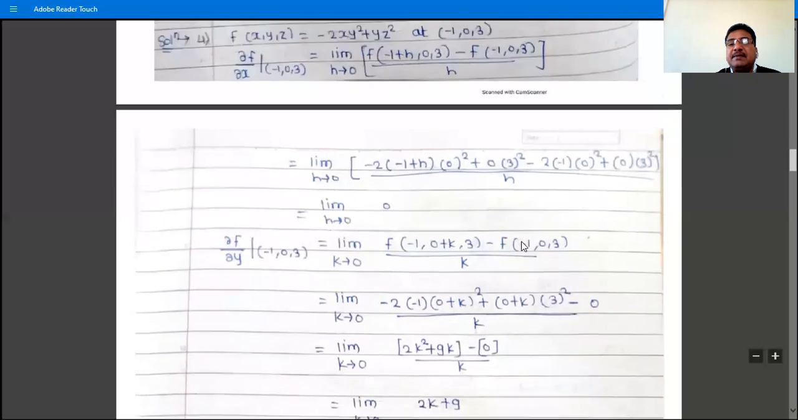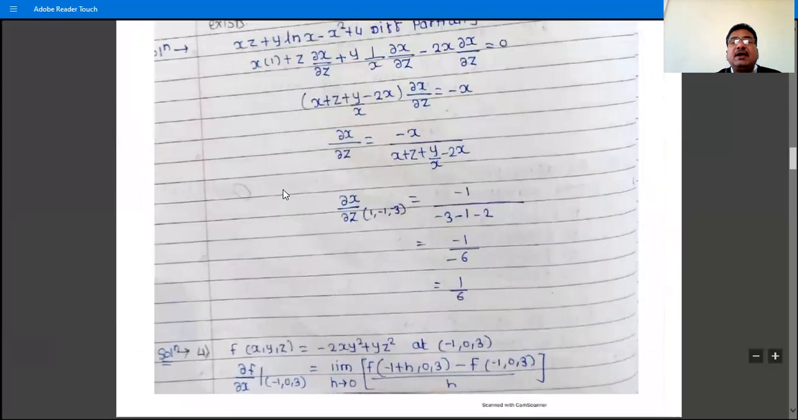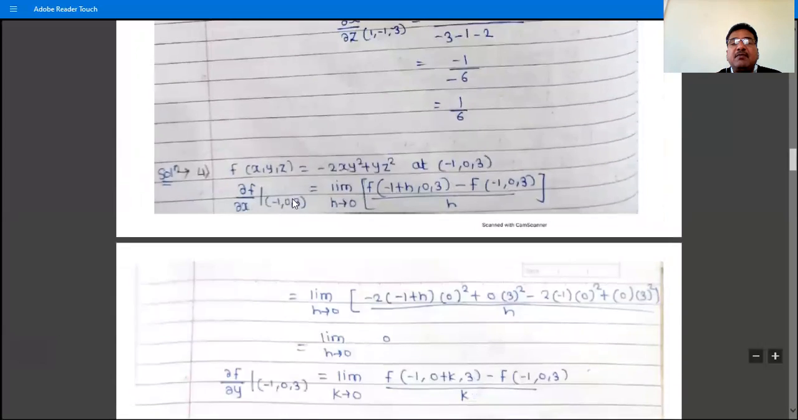We have this value divided by h. And the upper is 0. Numerator is 0, so the answer is 0. Then ∂f/∂y. We have to find that first, then ∂f/∂y at (-10, 3).